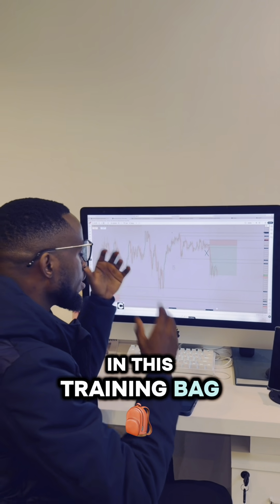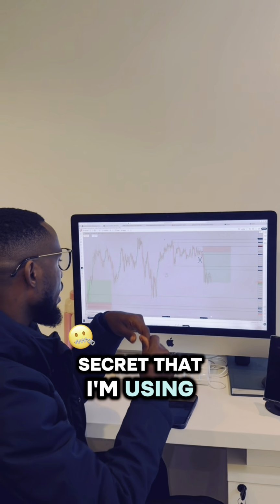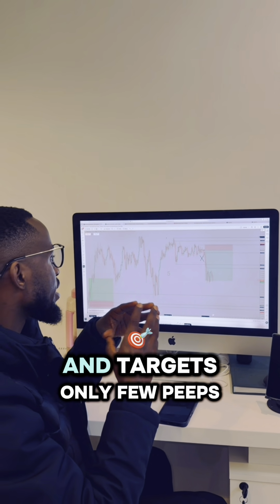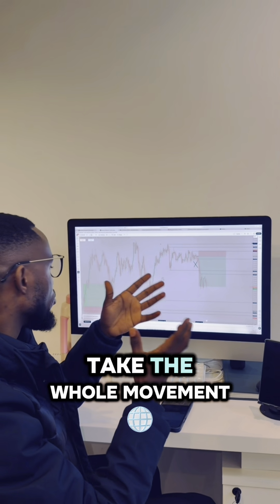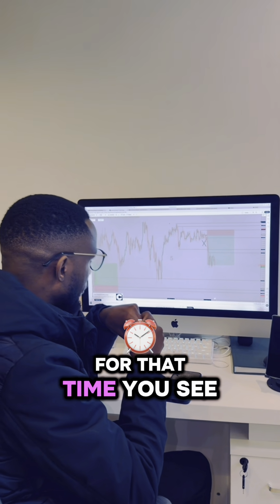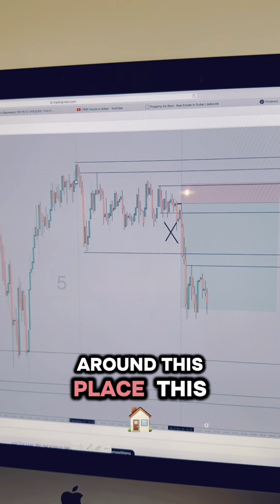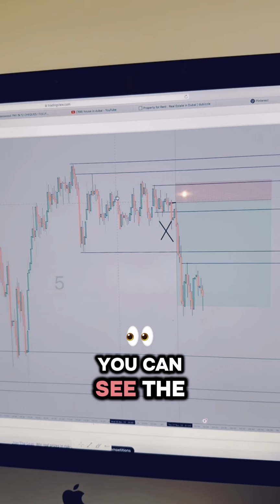So what I normally do, let me expose this secret that I'm using to trade. I normally trade and target only a few pips. I don't want to take the whole movement. I only take the few pips available for me for that time. You see, like here, around this place, the market was in the Asian range. You can see the Asian range.